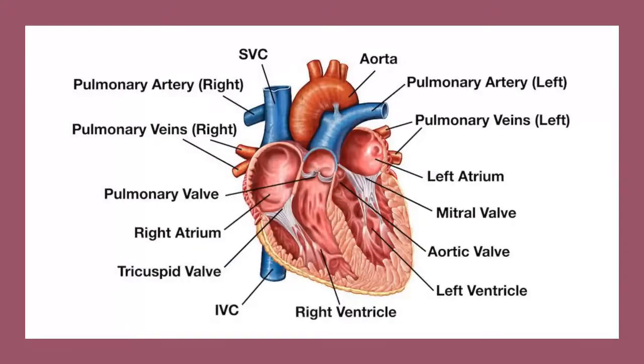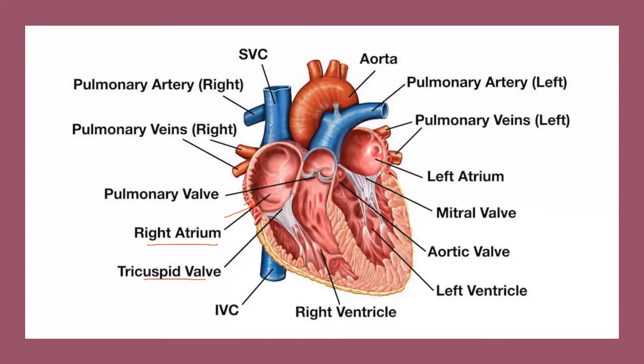This is something I want you to know, the different parts of the heart. Just the main parts. Let's start with the atria. Remember, we have two atria and two ventricles, so we have the right atrium. This is the right atrium.